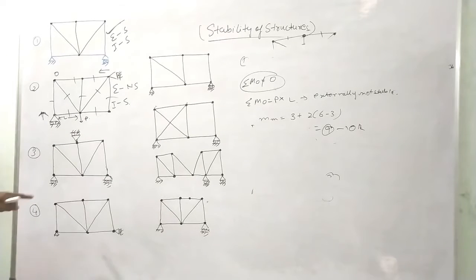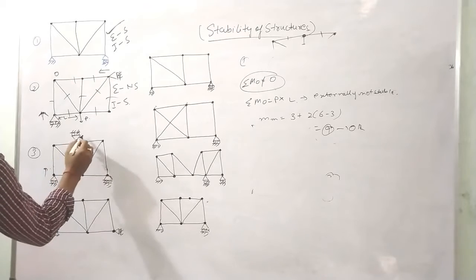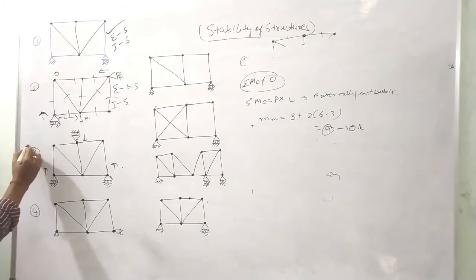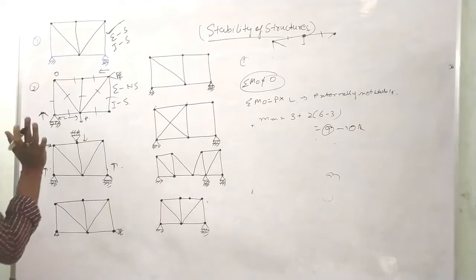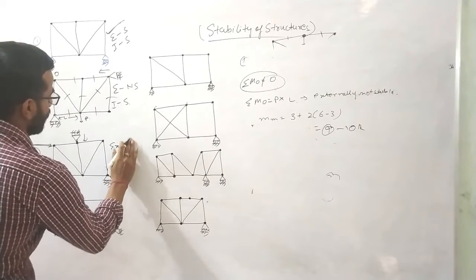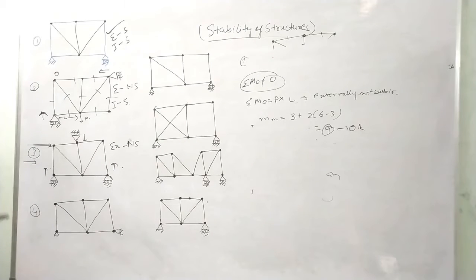Now we'll come to this question directly. Here we are getting a vertical reaction downward and a vertical reaction upward. If I apply load at this joint, it will simply move in this direction. There is no resistance. So this is externally unstable. And for internal stability, I think it is internally stable.